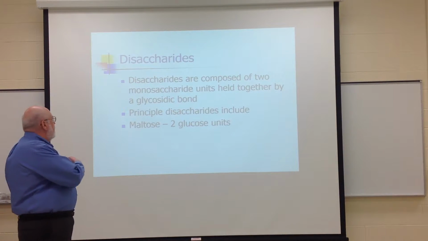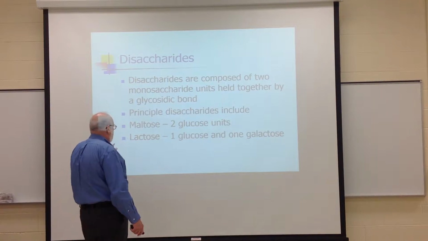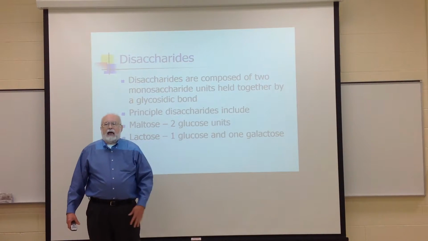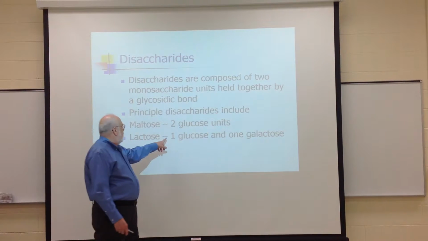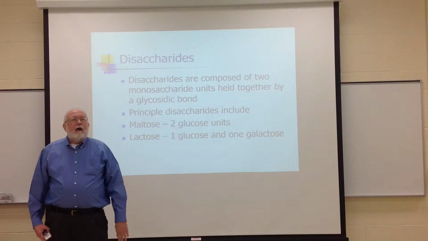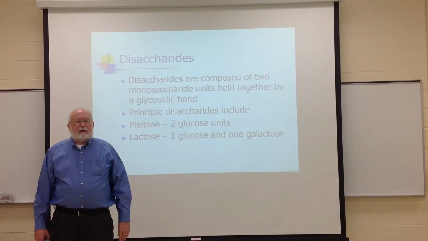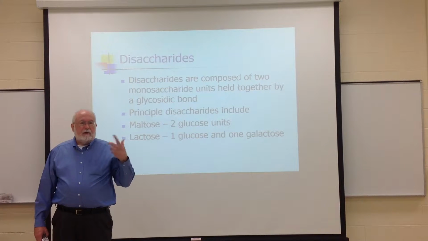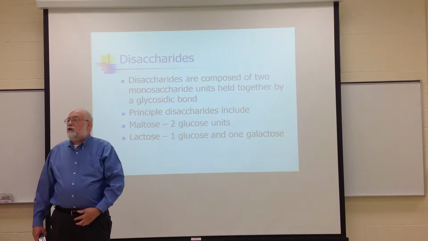All right, another one we have, lactose. Well, what is it? It's a glucose and a galactose. I don't know why I've used one here and wrote it out there, I don't know. But anyway, there you go. 1 glucose, 1 galactose. Put them together, take out a molecule of water. What have you got? A lactose. Now, where do you find lactose? Milk. It's the primary sugar in milk.